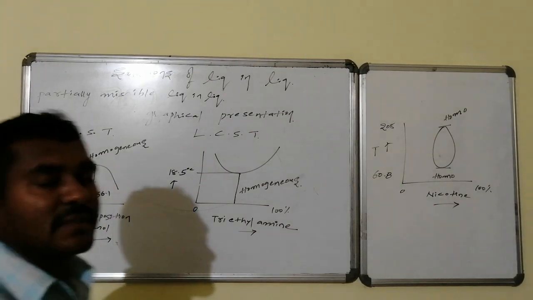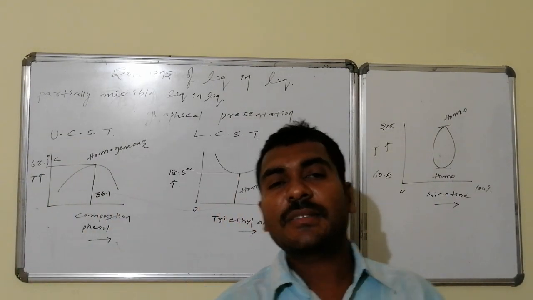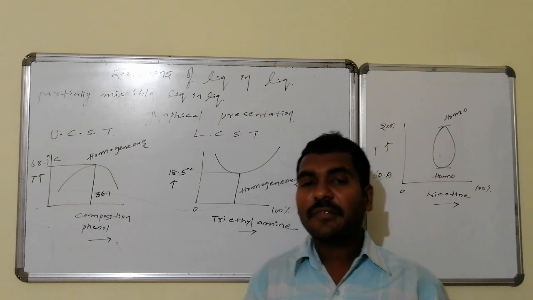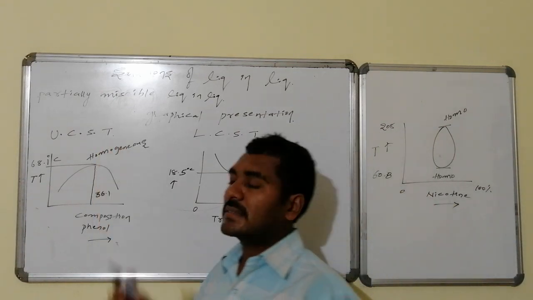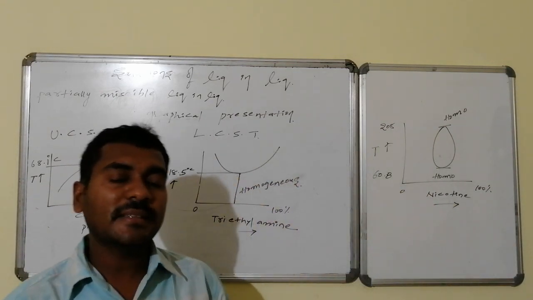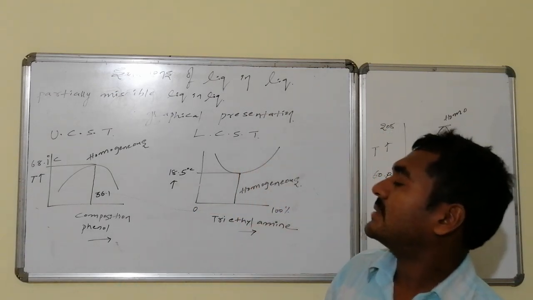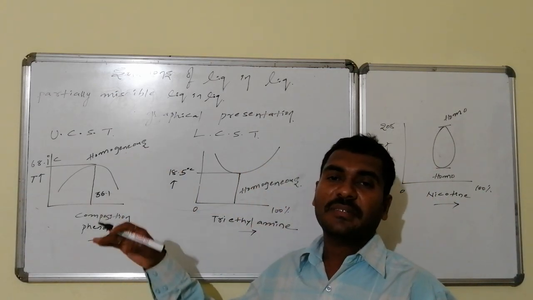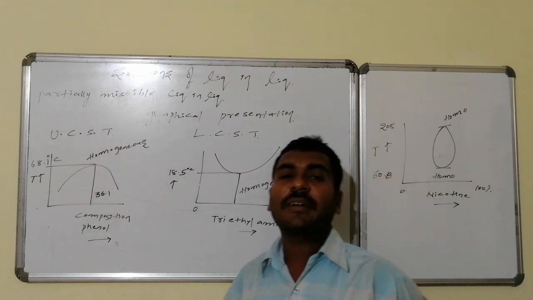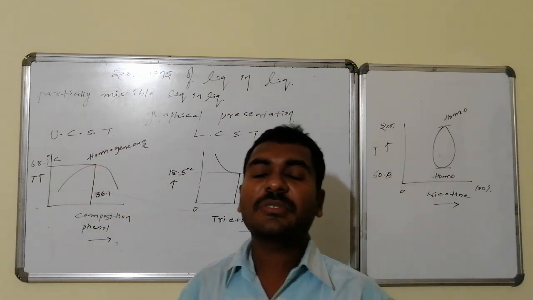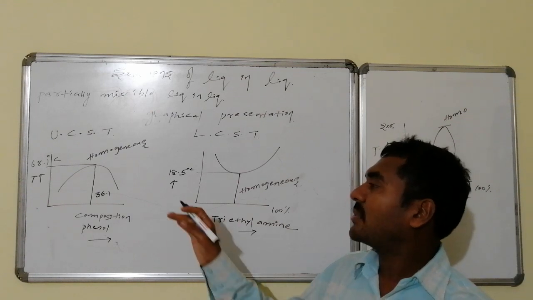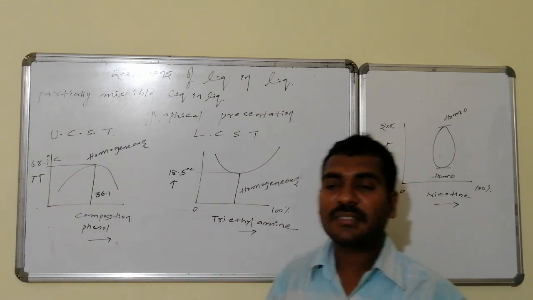The graphical presentation of different varieties of partially miscible liquid-liquid solutions, that is the upper CST system, the upper critical solution temperature containing system, where above a particular temperature it behaves as a homogeneous mixture. The best example for explanation is the phenol and water system.